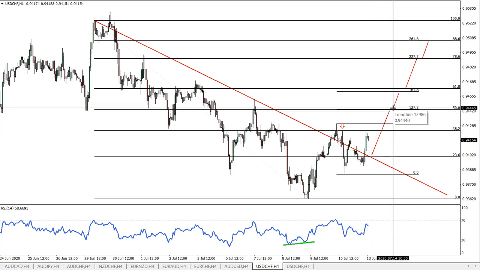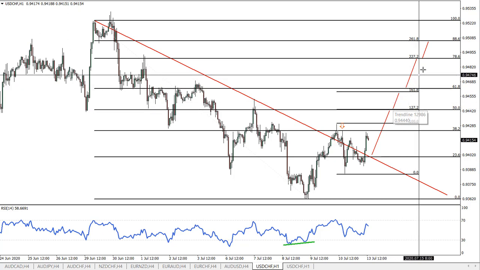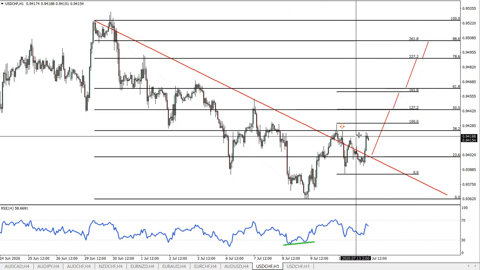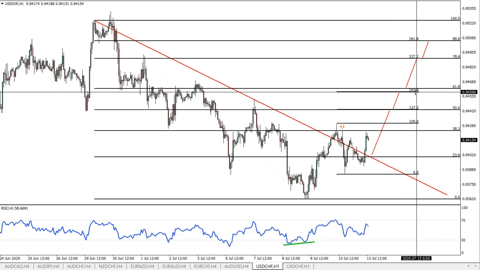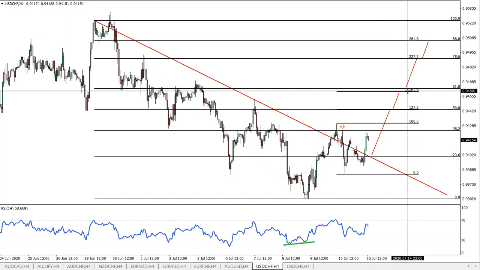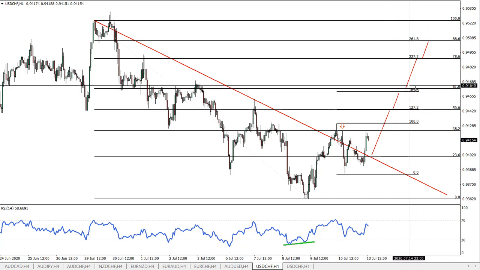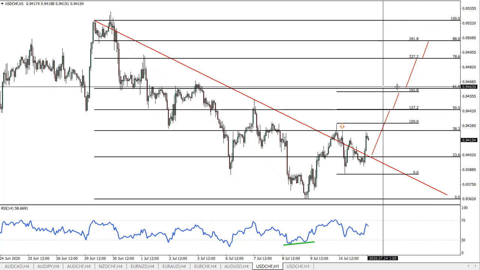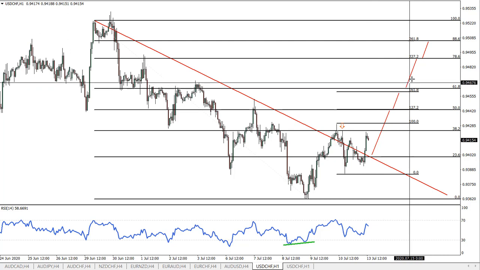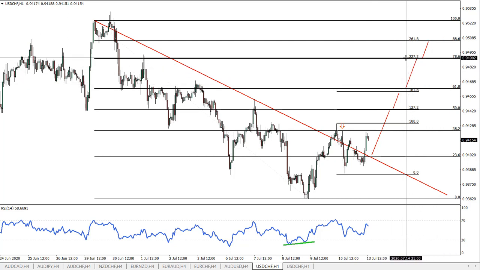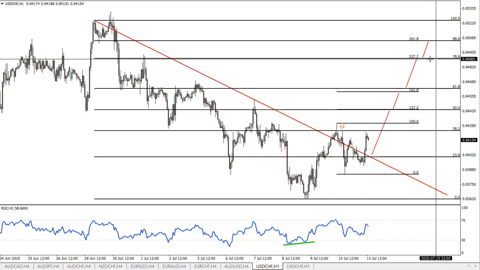If it gets broken, the doors will be open for more upside move. Next resistance, I would say it's 161.8 Fib at 0.9460. If there will be a breakout of both of these resistances, price is likely to move higher. We also have a clean level at 78.6, which also exactly corresponds to 227.2, and this is 0.9490 level. This is the next resistance.